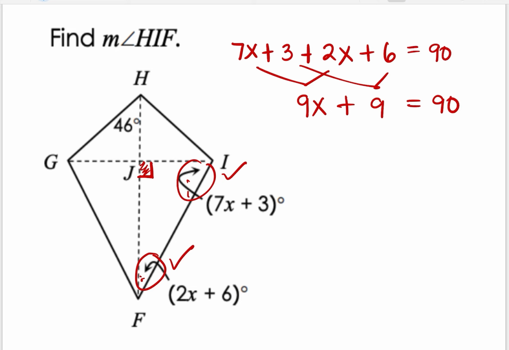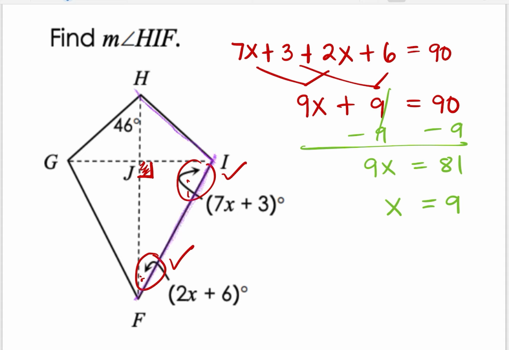All right, we are going to subtract, do the inverse of positive 9. So that would be 81. So x is equal to 9. And we are asked to find, let's locate, HIF.